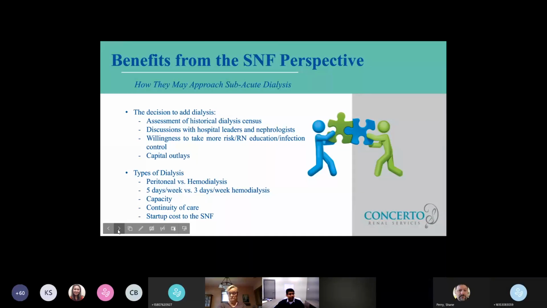So it really needs to be worked out on an individual basis between the SNF providers and the dialysis providers as to what the costs are going to be.